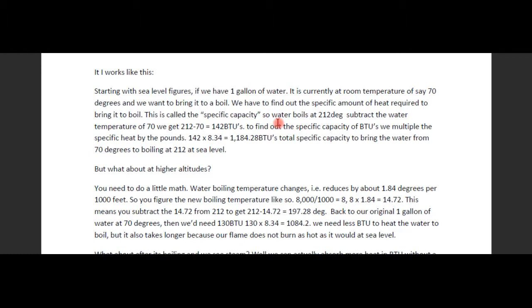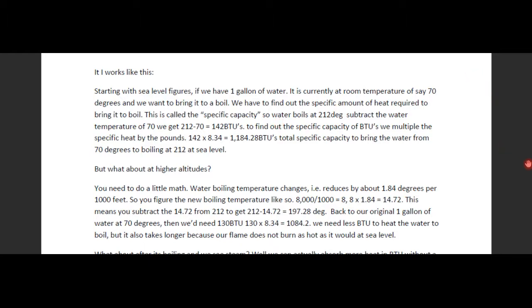Back to our original 1 gallon of water at 70 degrees, we'd then need 130 BTUs. So 130 times 8.34 equals 1,084.2 BTUs. You need fewer BTUs to heat the water to boil, but it also takes longer at higher altitudes because your flame does not burn as hot as it would at sea level. This is if you're on a stove or something like that.